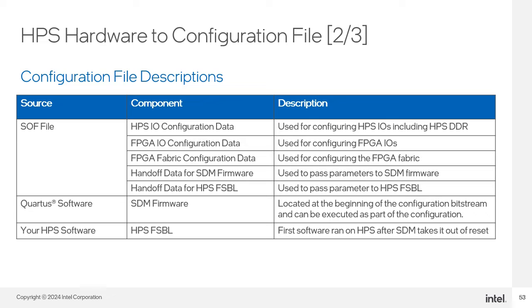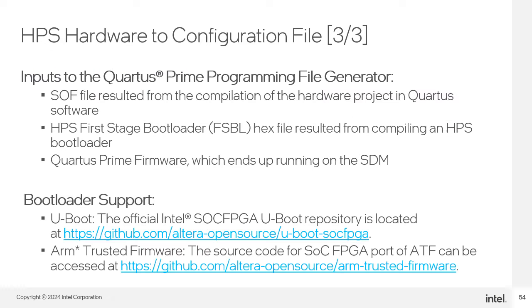The SOF file contains all of the configuration information to program the FPGA with the design that you created. The Quartus software contains the boot ROM that initializes the SDM. The HPS software is the first stage bootloader, second stage bootloader, OS, and your software application. The configuration files are created by the Quartus Prime programming file generator using the following inputs: SOF file, first stage bootloader hex file, and Quartus Prime firmware. U-Boot and ARM Trusted Firmware bootloaders are supported.